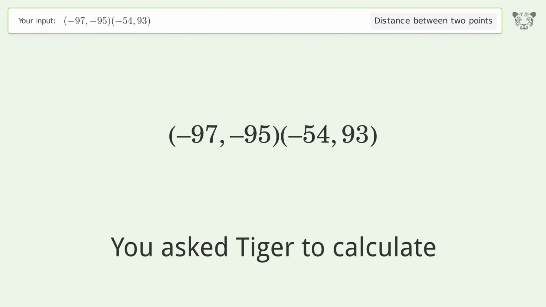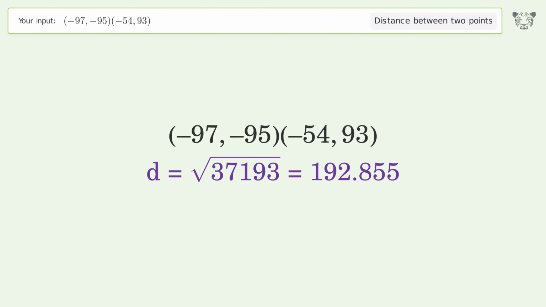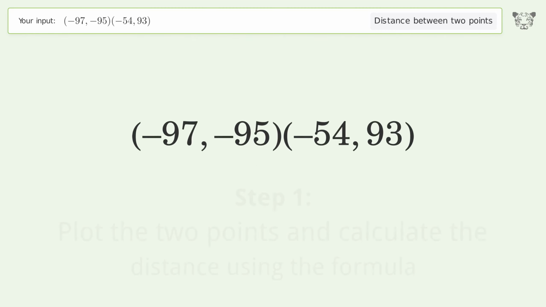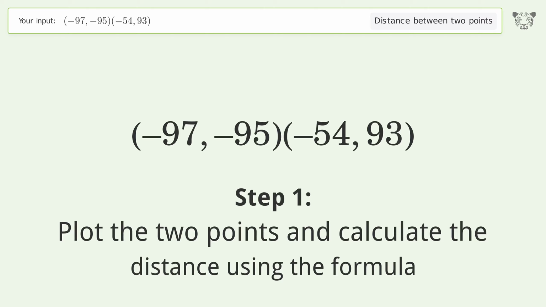You ask Tiger to calculate. This deals with the distance between 2 points. The distance between the 2 points is the square root of 37,193 or 192.855. Let's solve it step by step. Plot the 2 points and calculate the distance using the formula.